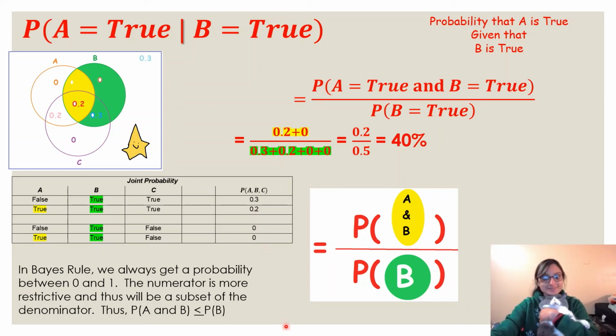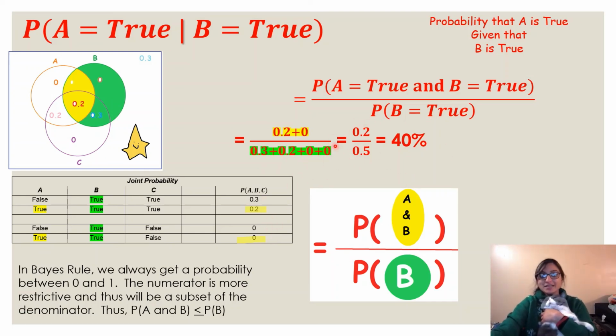The 0.2 plus this part here is going to be 0.2 here. And then the denominator is just going to be 0.3 plus 0.2 plus 0 plus 0, which is just 0.5. So this is just going to be 40%.